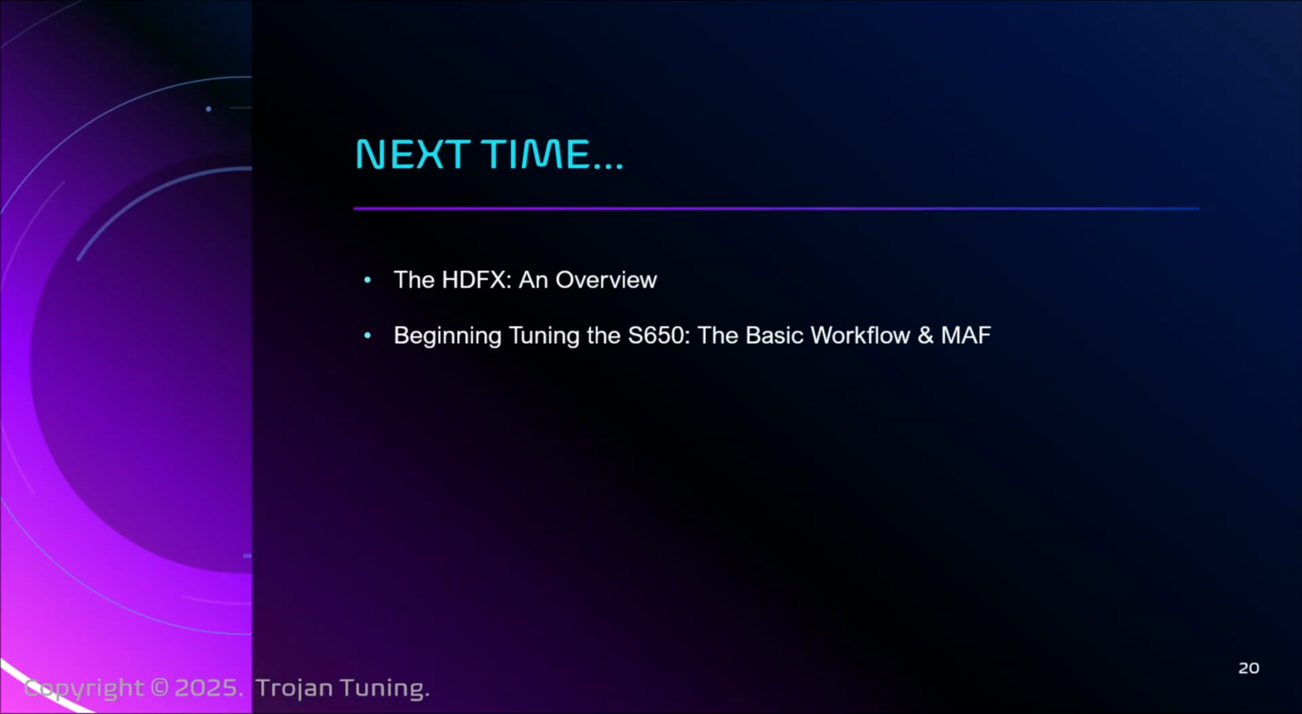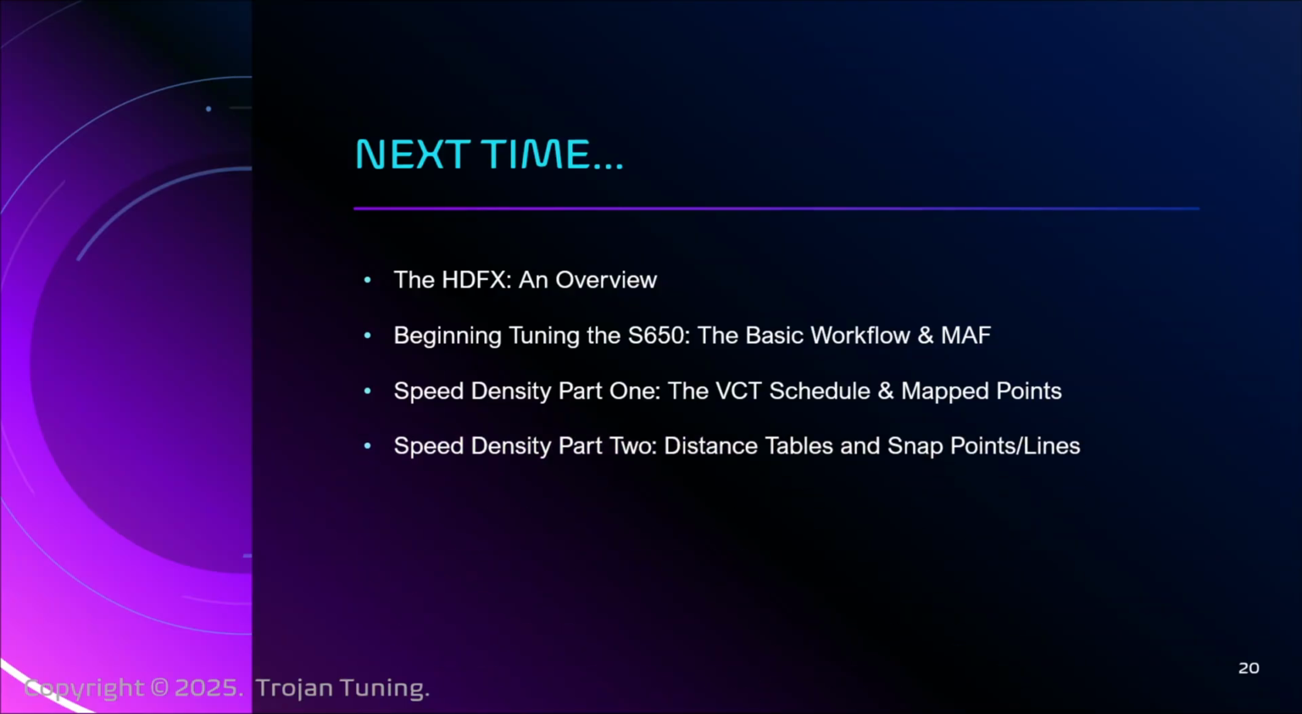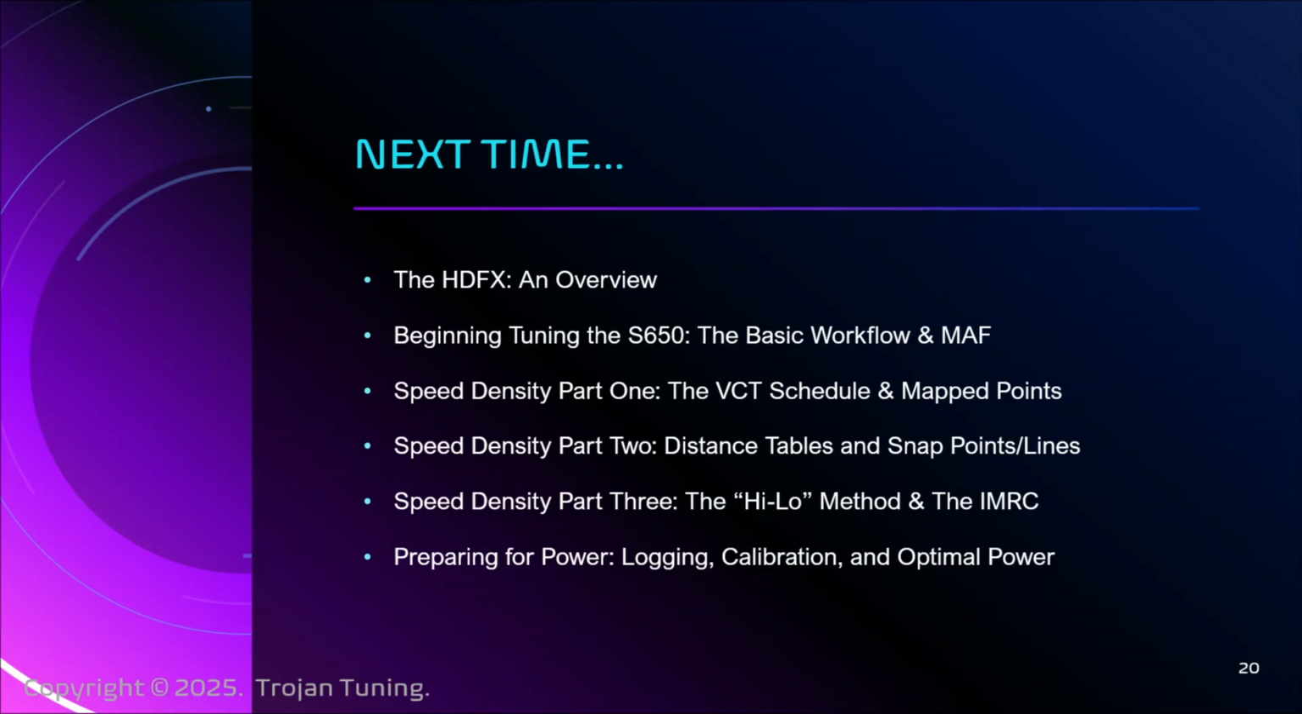So next time I'll introduce the basic workflow that we're going to go through, and we're going to start looking at mass airflow tuning, right? So that calibration I like to do first, and then after that, we've covered this, VCT schedule map points. We're not going to do that. We're not going to do that either. We can begin getting into the high-low method and the intake manifold runner controls. But yeah, this is where we start to get into the good stuff. To do the logging, calibration, getting ready for optimal power. And then in there, yep, we were going to do the speed density tutorials, right? So, but yeah, speed density, preparing for power, and then that'll be it.